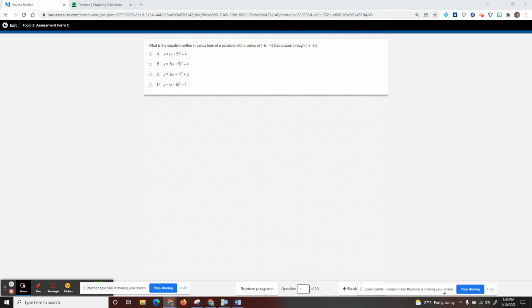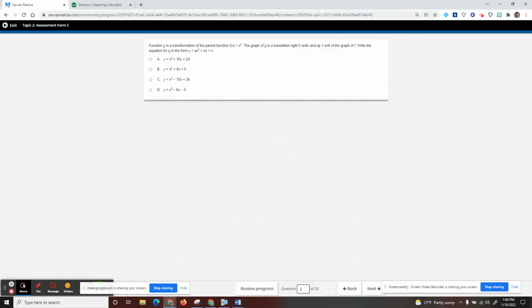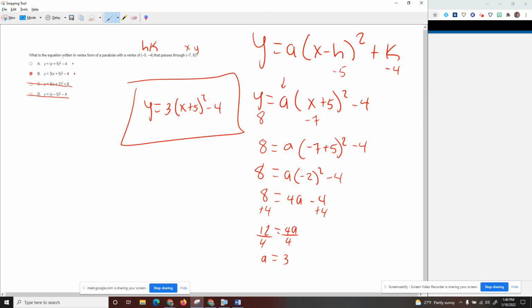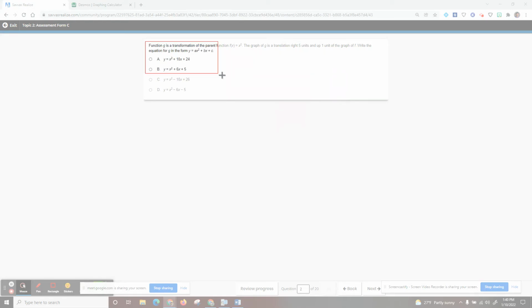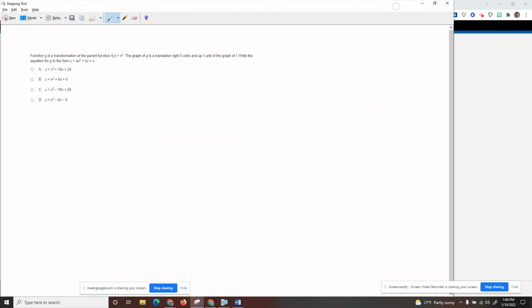Let's look at number 2. Function g is a transformation of the parent function f of x equals x squared. The graph of g is a translation right 5 units and up 1 unit of the graph of f. Write the equation for g in the form y equals ax squared plus bx plus c. In other words, get it in standard form. So we're actually going to use vertex form to start, and then we'll convert it.